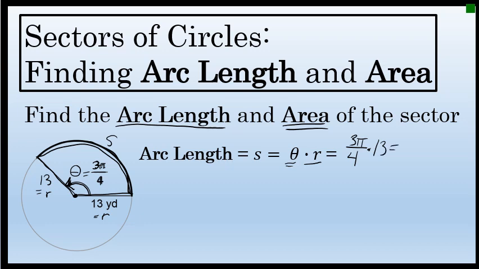The product of 3π/4 and 13 is exactly 39π/4. This is an irrational number since it's in terms of pi. 39π/4 yards is the exact curved distance called the arc length. We could approximate that: 39π divided by 4 is approximately, to the nearest tenth, 30.6 yards.